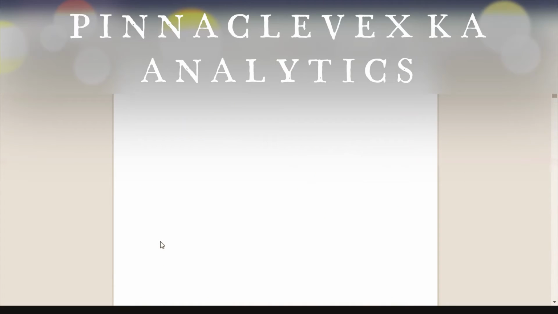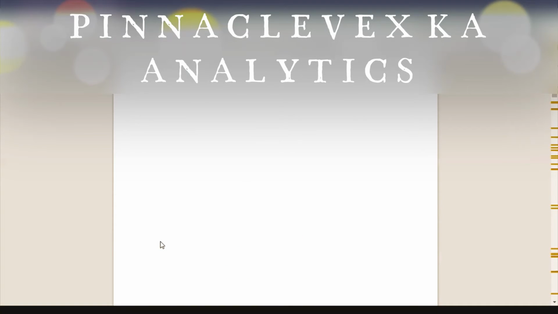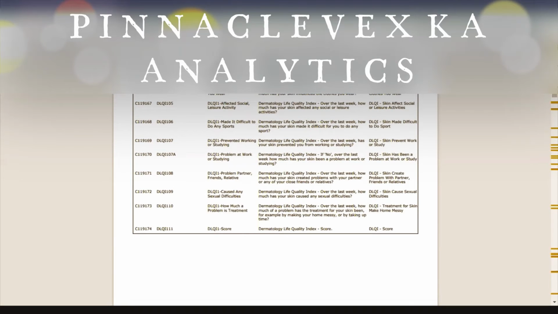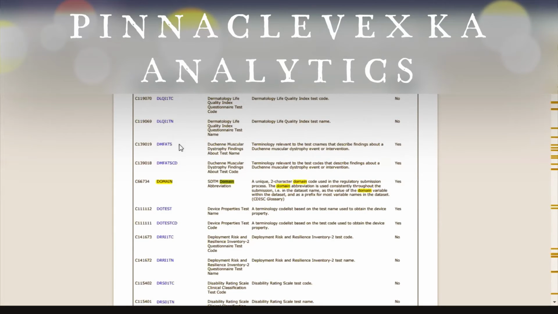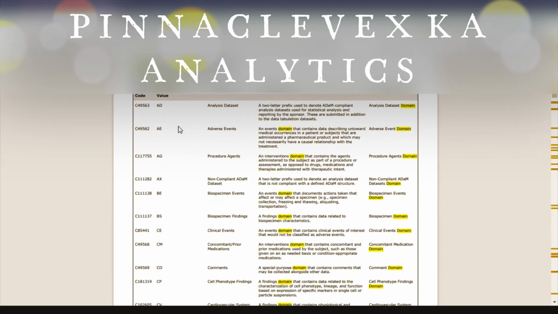I said DM, right? Okay, let me click again. Domain. So here you need to click. Here you can see the CDISC definition: a unique 2-character domain code used in the regulatory submission. So this is what they say. If you click on the domain, the domain you are searching for will be applied. So for demographics, you should submit your domain name as DM.